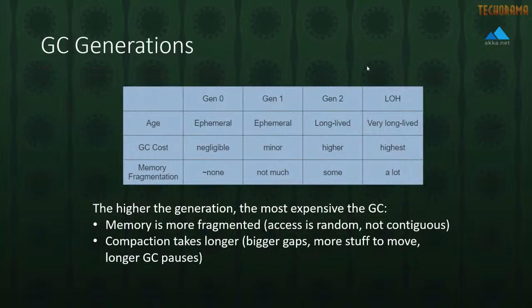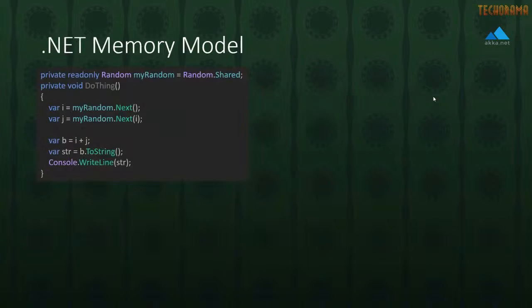So this is it. Basically the general performance principle around the generations of garbage collection is that Gen 0 and Gen 1 are cheap, Gen 2 and the large object heap are not. They tend to be more expensive. And they also contribute to memory fragmentation in ways that Gen 0 and Gen 1 do not.